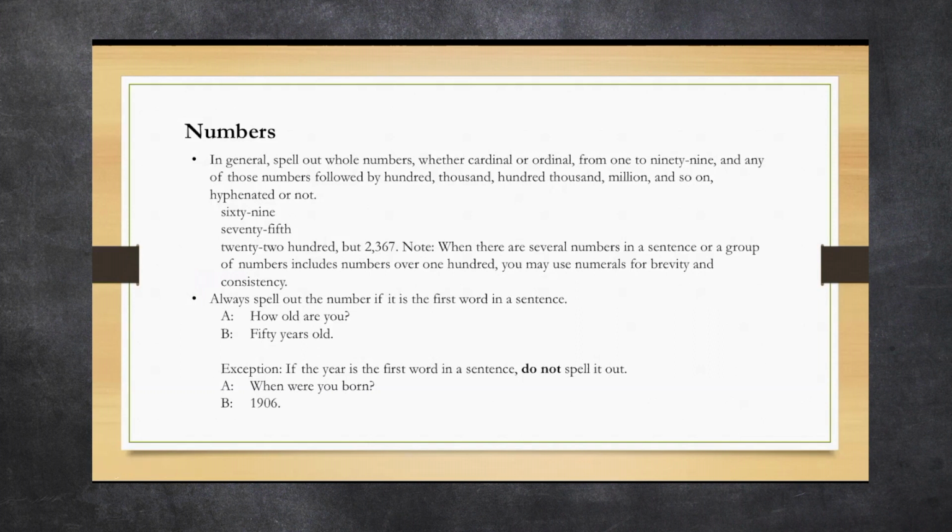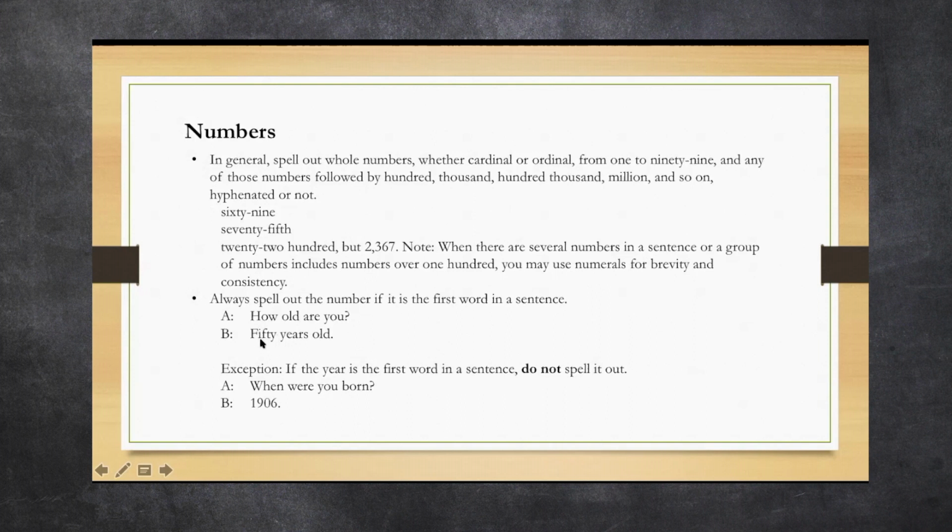Numbers, that's one thing that's changed. We do try to spell out whole numbers. So ninety-nine, seventy-nine, sixty-nine, seventy-fifth, two thousand two hundred. However, this would be written out as 2367. When there's several numbers, I believe over 100, you start to write it out numerically. So always spell out the number if it's the first word as well.